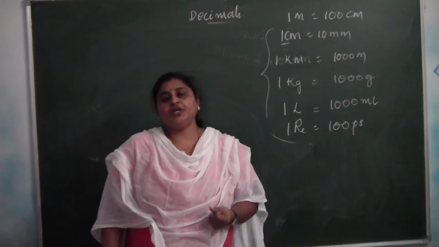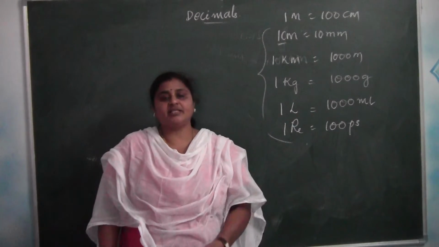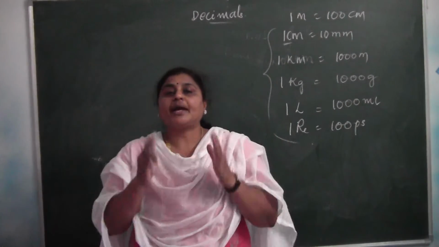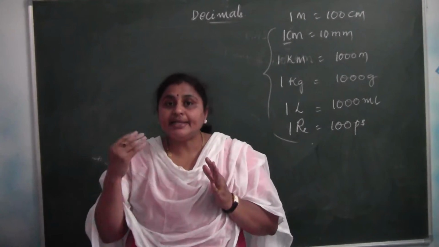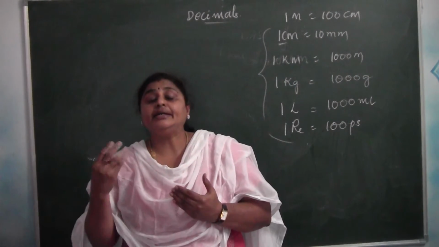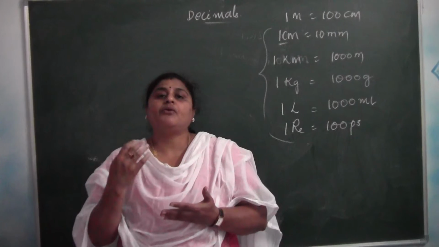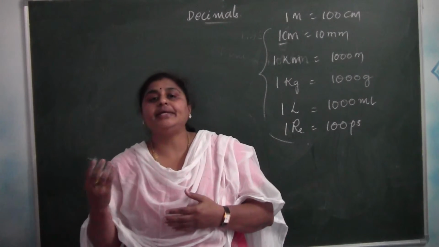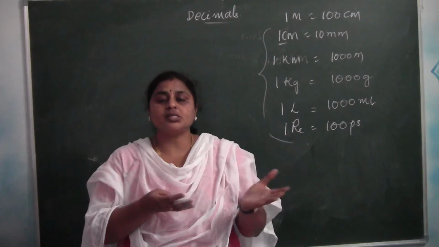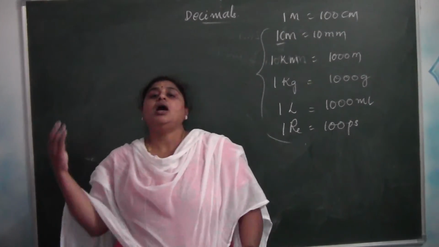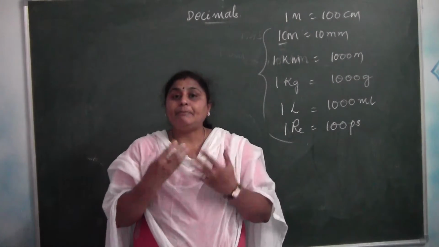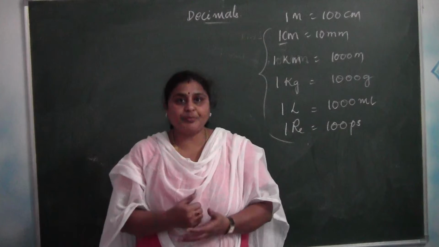Good. Now today we are going to learn the use of decimals. Like where you are using the decimals, like writing millimeters in terms of centimeters and writing centimeters in terms of meters, writing meters in terms of kilometers. Similarly, grams in terms of kilograms, milliliters in terms of liters, and paise in terms of rupees.